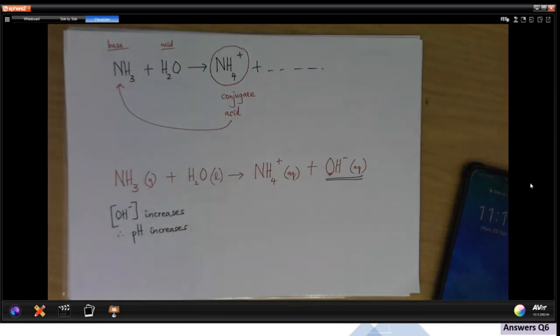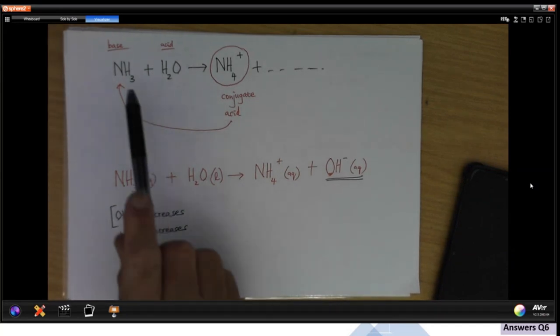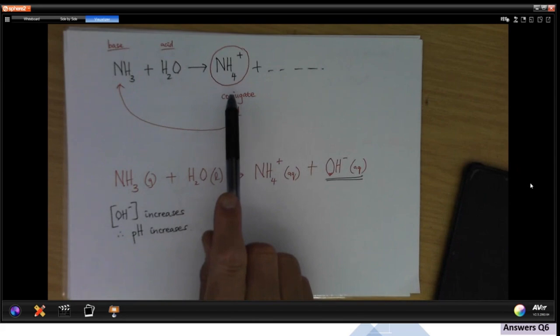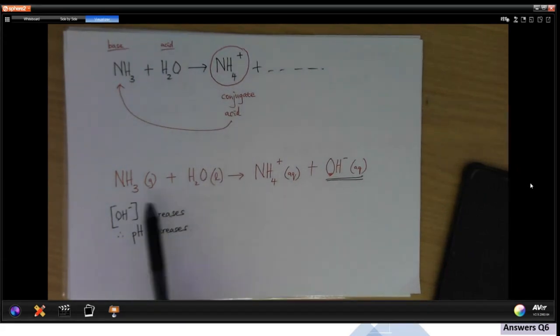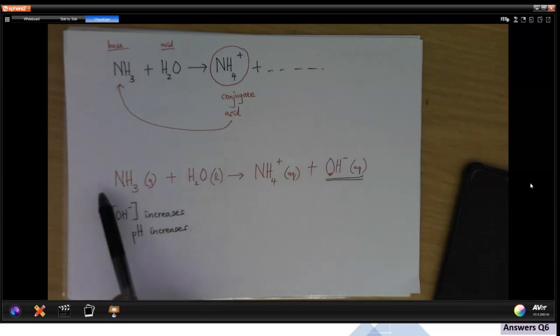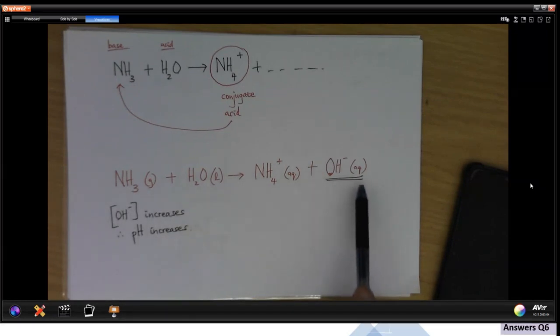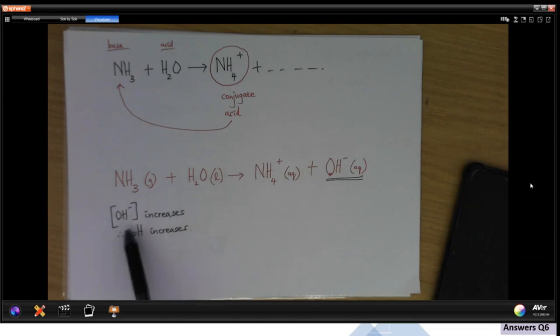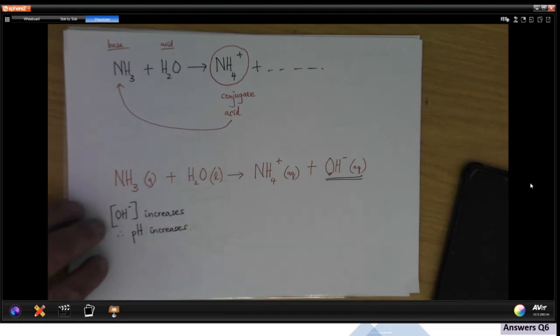All right. You remember this one? This one discussed conjugate acid base pairs. There's the base, there's the conjugate acid as well. All right. And this one showed why the pH increases, because based on what's happening here in this reaction, the concentration of the hydroxide ions increases there.